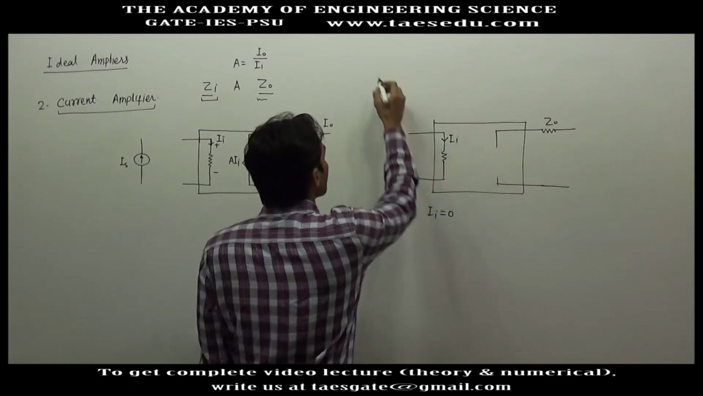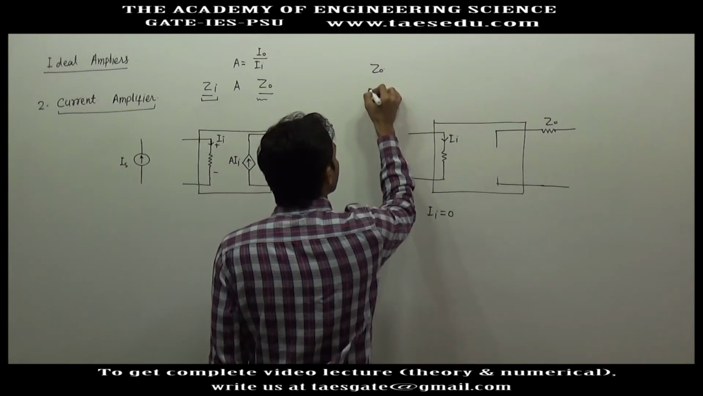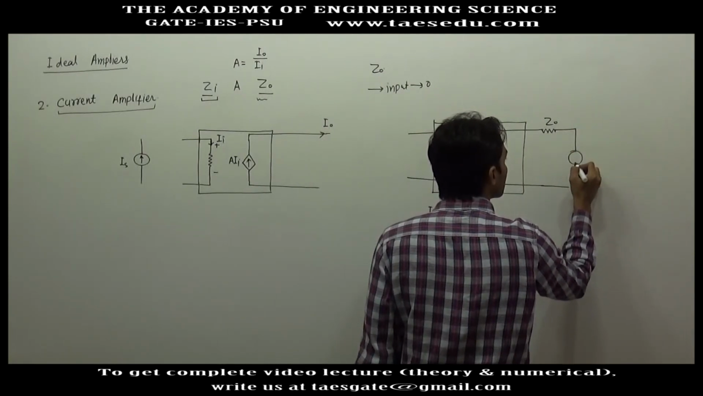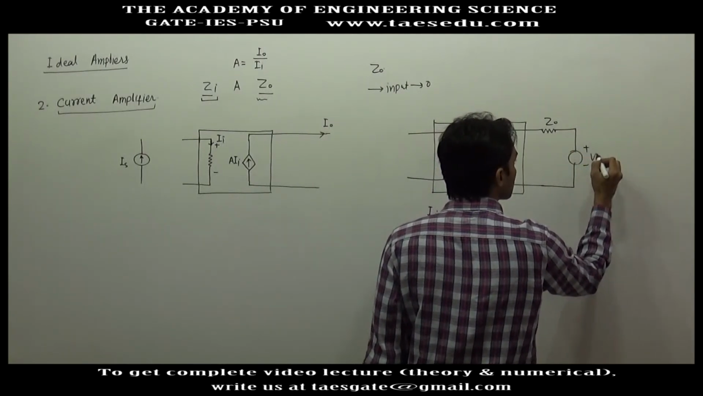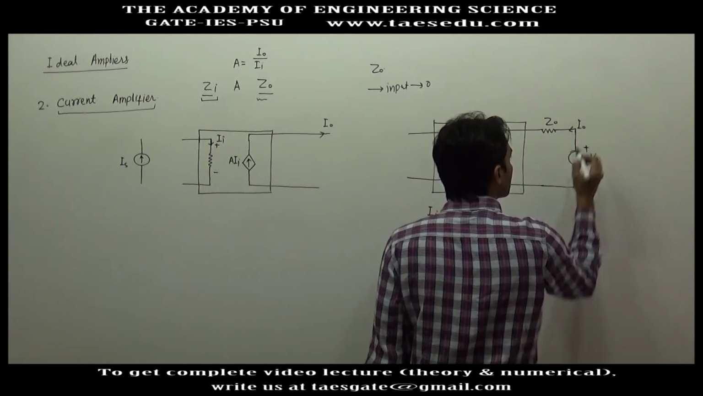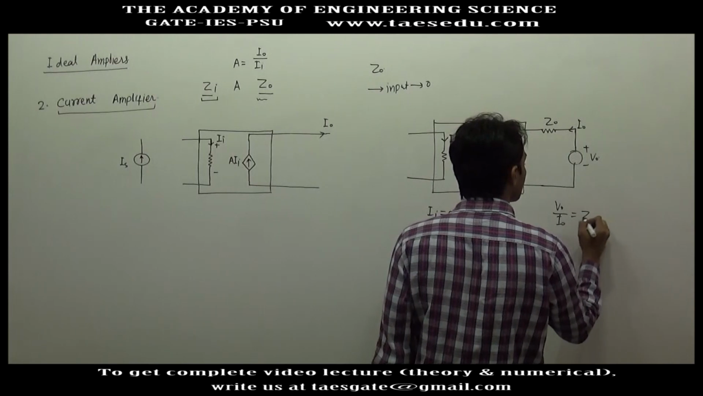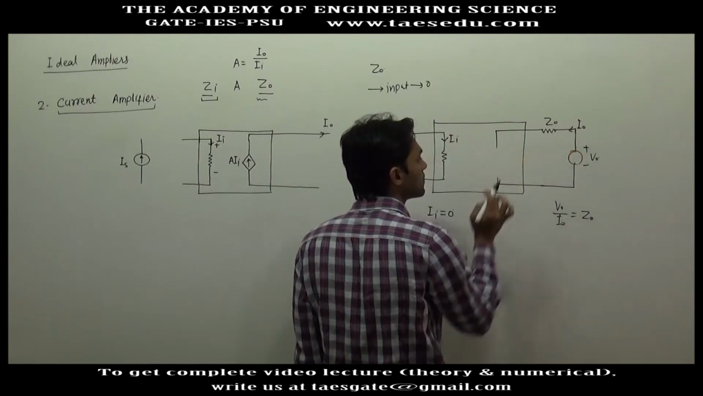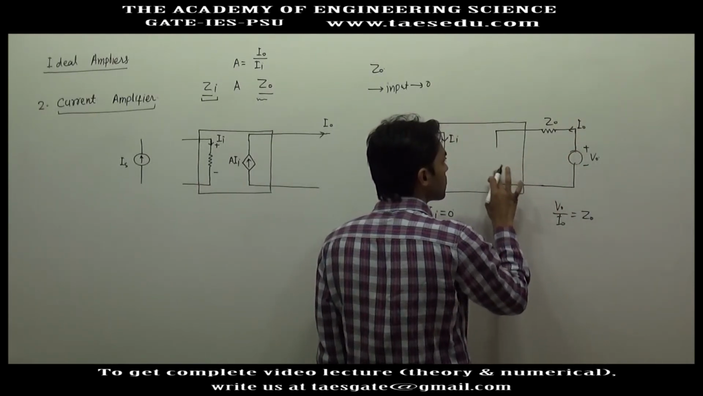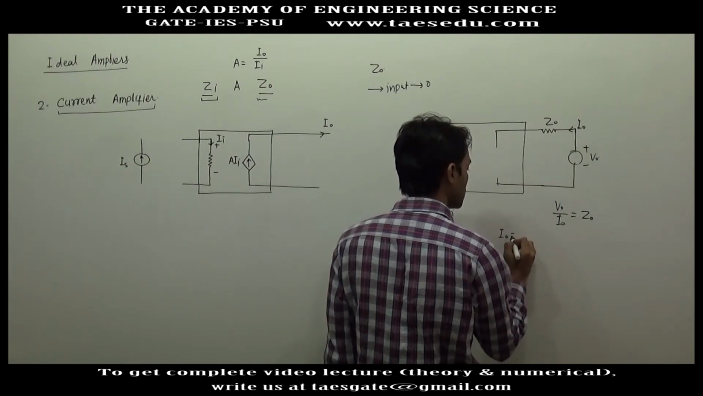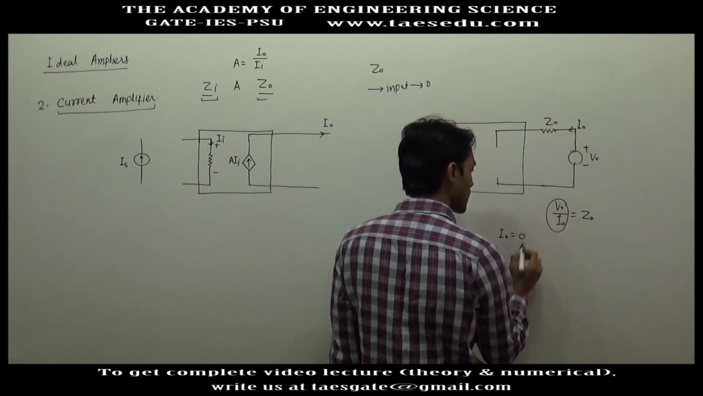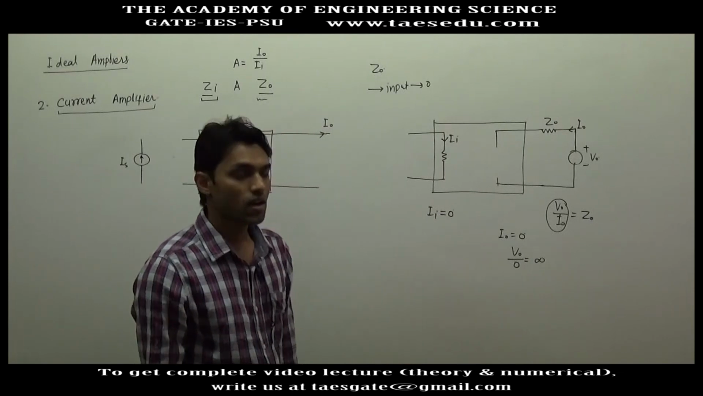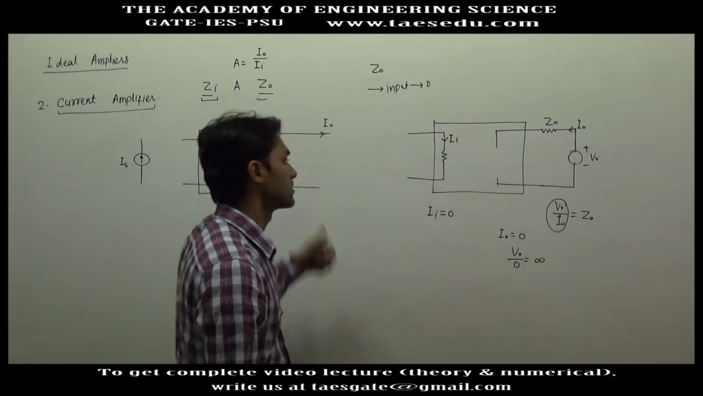So to calculate Z0, what we have done: input is 0. We made input 0, then we will connect a voltage source. And if this current is I0, V0 by I0 will give you Z0. Now if Z0 is connected here in series, what will be the current? Since this is open circuited, I0 will be 0. So what will be the value of V0 by I0? V0 by 0. This will give you infinite. But you should get output impedance as Z0 because it is given.